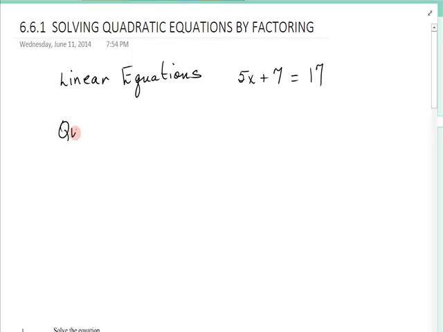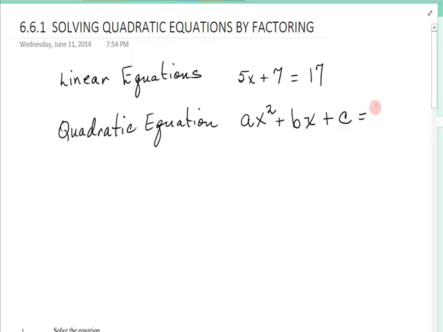A quadratic equation has some term that involves x squared. It might have a term that involved x. It might have a constant. The only thing that absolutely must be there is x squared. And you will see some different examples. But there must be at least an x squared, and when there is, it's a quadratic equation.